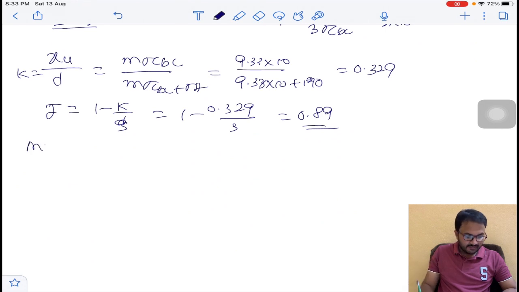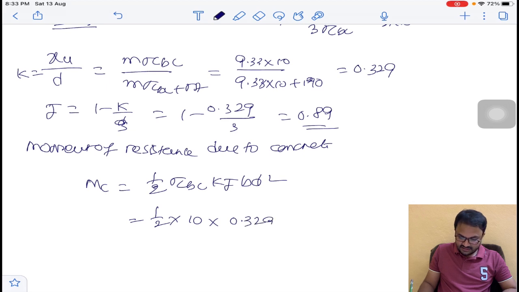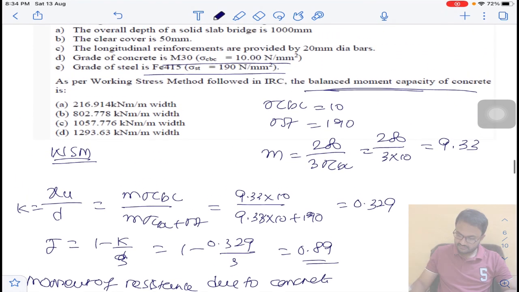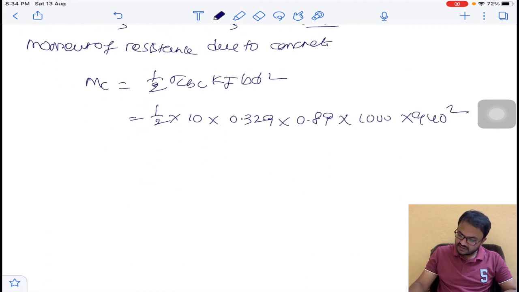Okay, this is j. And the moment capacity or moment of resistance due to concrete is equal to Mc equal to half sigma CBC k j b d square. So half sigma CBC is 10, k is 0.329, j is 0.89, b I will take as unit width, that is 1000 mm. I will calculate d for you. d is the effective depth, capital D minus clear cover minus dia by 2. That is capital D is 1000, clear cover is 50, minus 20 by 2. So I will get 940. So this is 940 square.